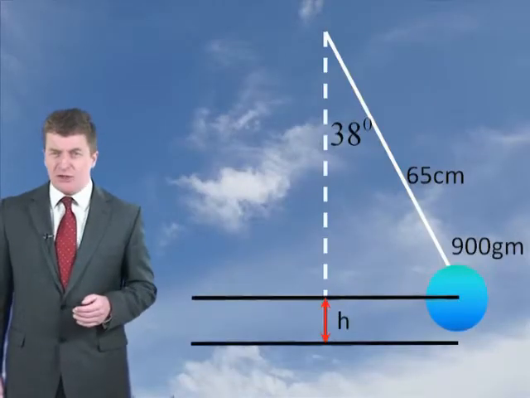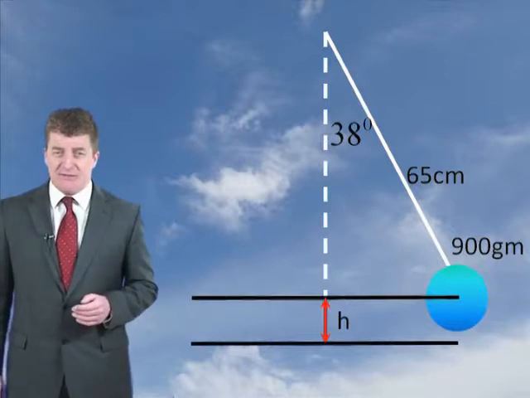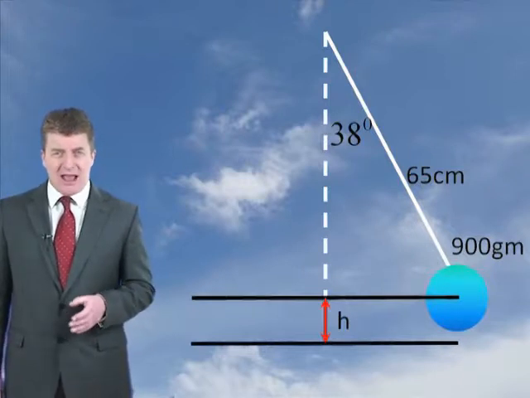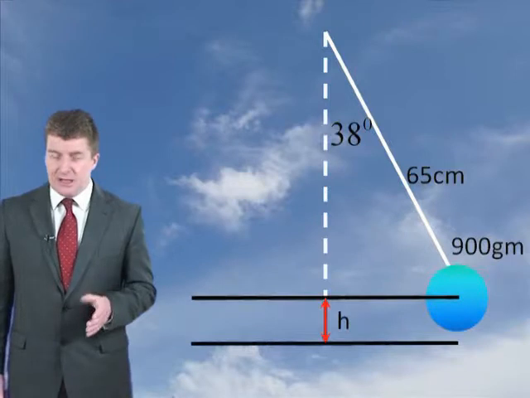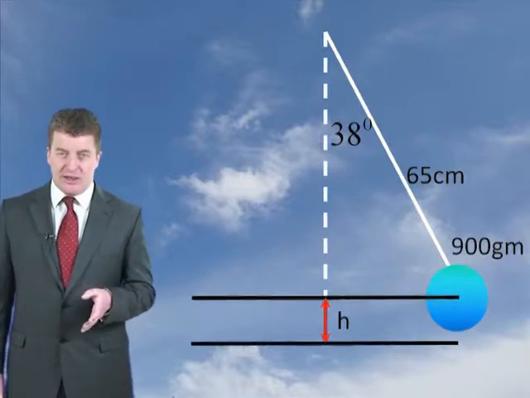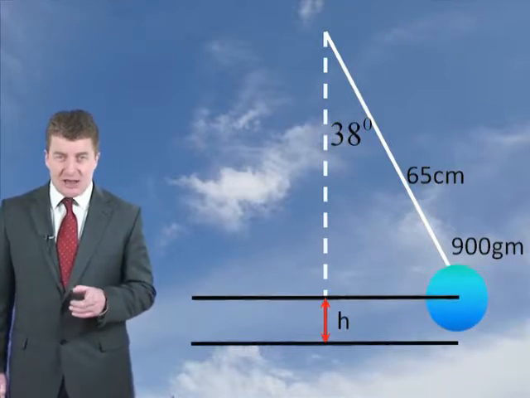So let's do an example. This is a pendulum with a mass of 900 grams and a length of 65 centimetres. It is pulled out at an angle of 38 degrees from the vertical. This obviously took work to do, and this now has got potential energy.